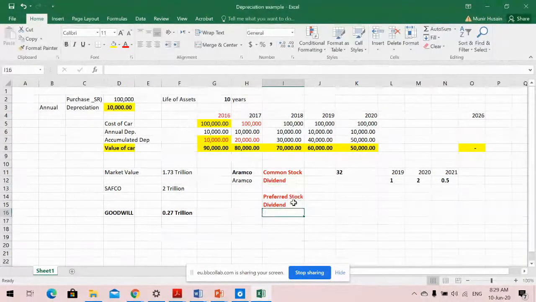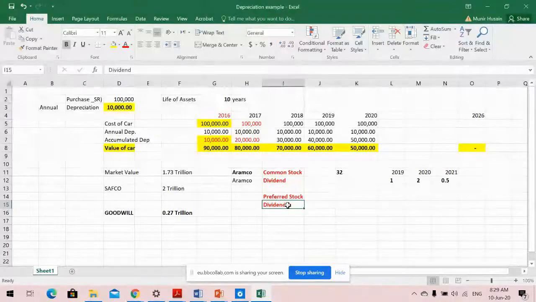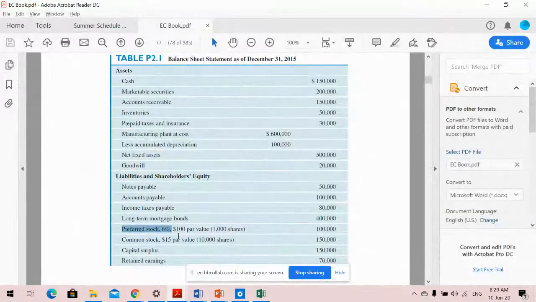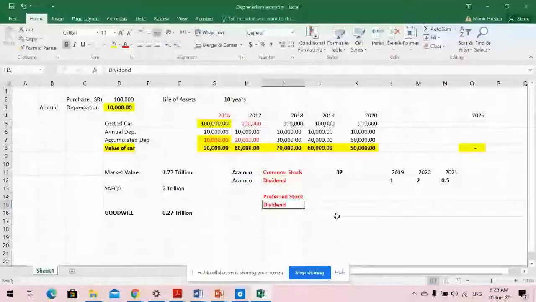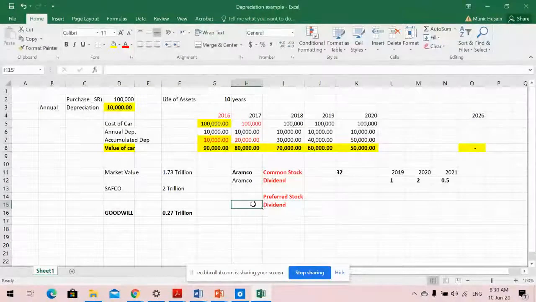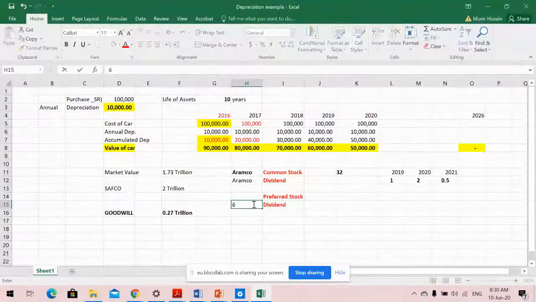Now preferred stock, your dividend is fixed, right? Like in our example here, I'll come back to our example. What is a preferred stock? It is 6% of 100 par value. So they issued 1000 preferred shares. Total number of shares is 1000, right? So the dividend is 6%.